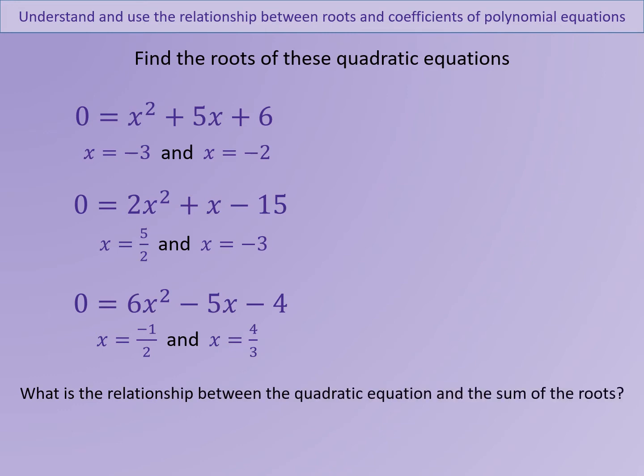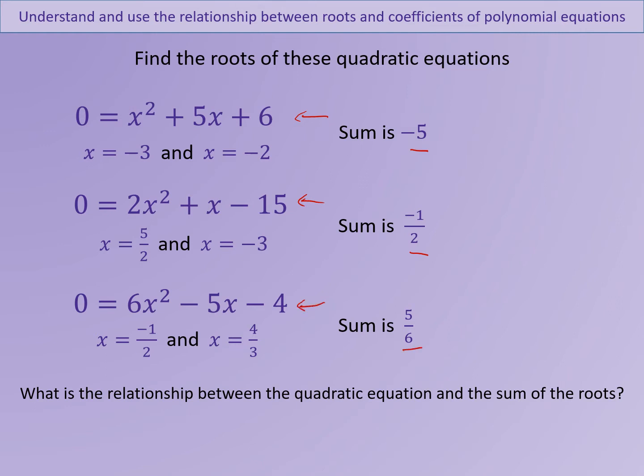Now let's take a look to see if we can work out what the relationship is between the quadratic equation and the sum of the roots. So if we work out the values for the sum of the roots first of all, the first one is -5, the second one is -1/2, and the last one is 5/6. So what is the pattern? What links the -5 to this quadratic, the -1/2 to this, and 5/6 to this one?